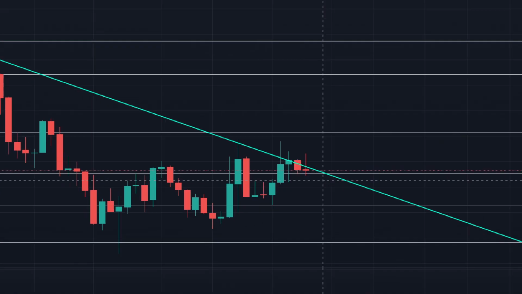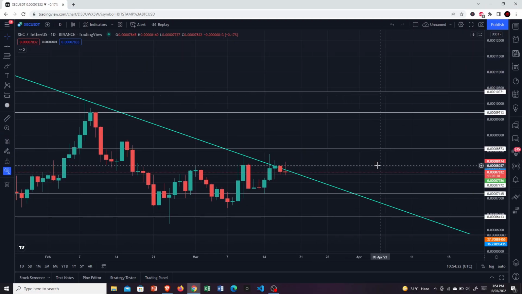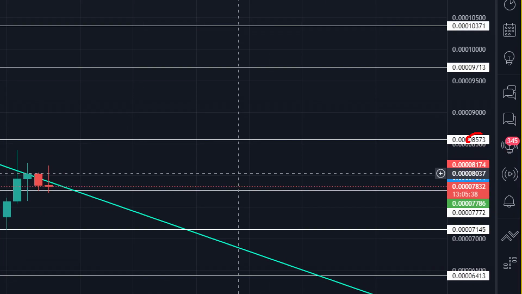So if XEC breaks above this trend line, as this trend line is very important, our first resistance to the upside will be this one. What is this resistance? I'll tell you guys. I'll just skip the points, I'll just tell them by 8573. This is an important resistance level. So we need a strong volume to break above this trend line and then hold above this trend line, and then possibly go to further upsides.